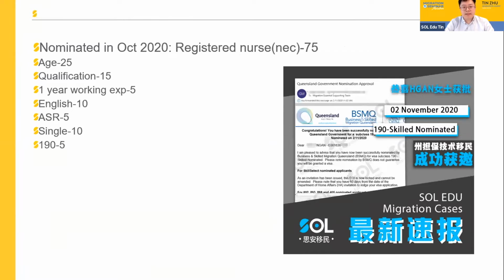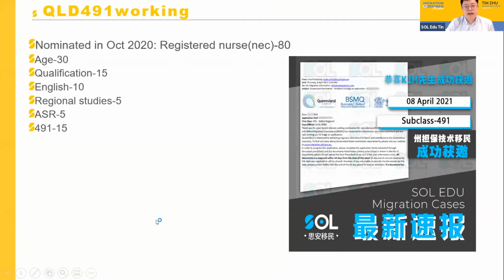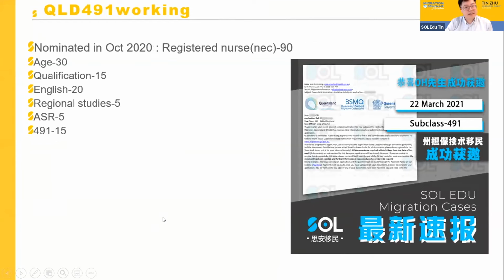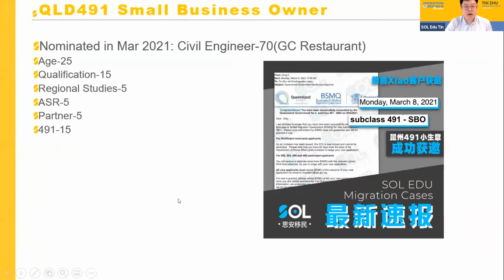Also registered nurse for 190. So as I mentioned, a lot of registered nurse last year. Another registered nurse for 491. Another registered nurse again for 491. So this is all the skill-related cases that I picked up from last year and this year. And next one is about the small business owner stream.